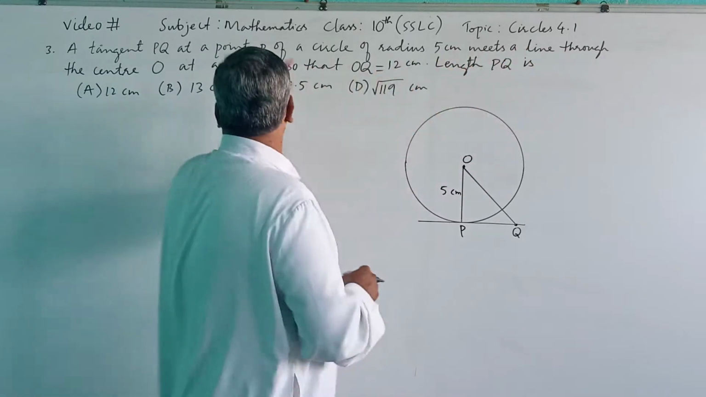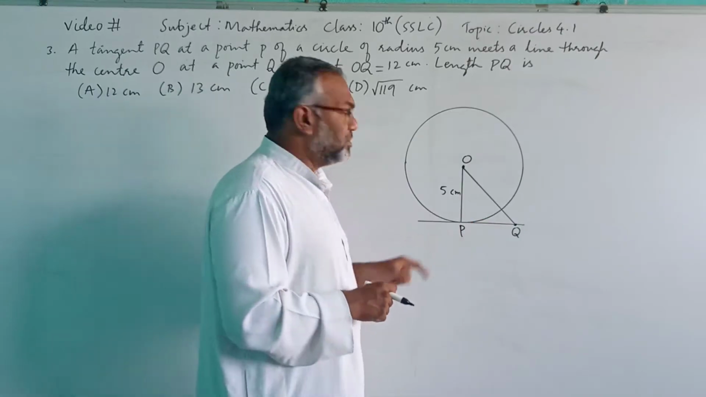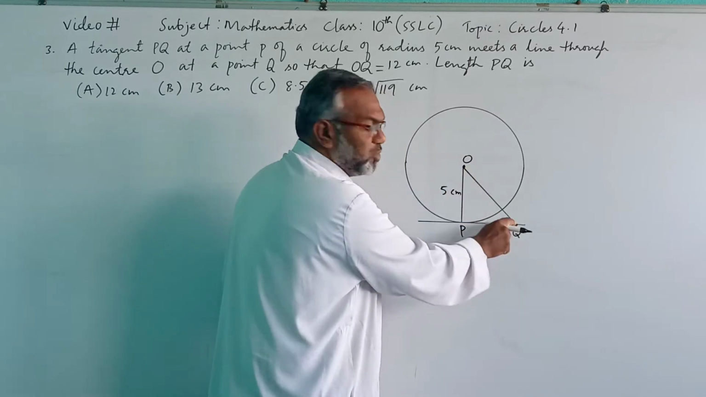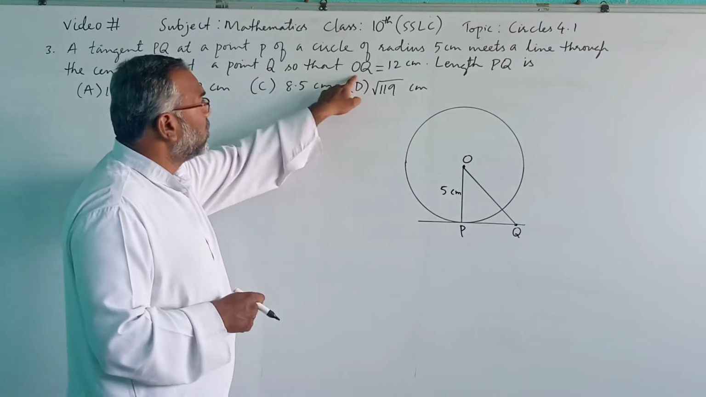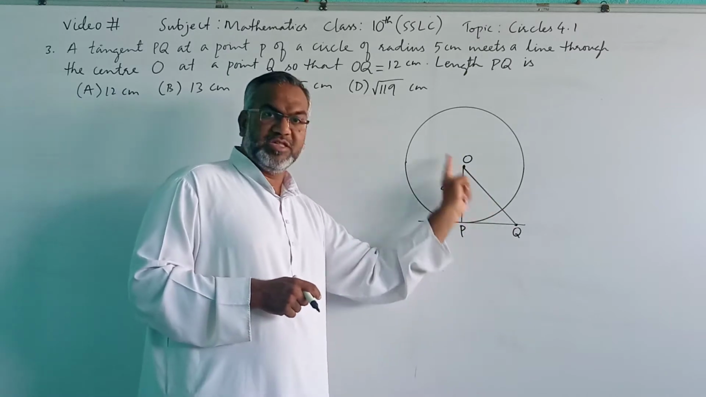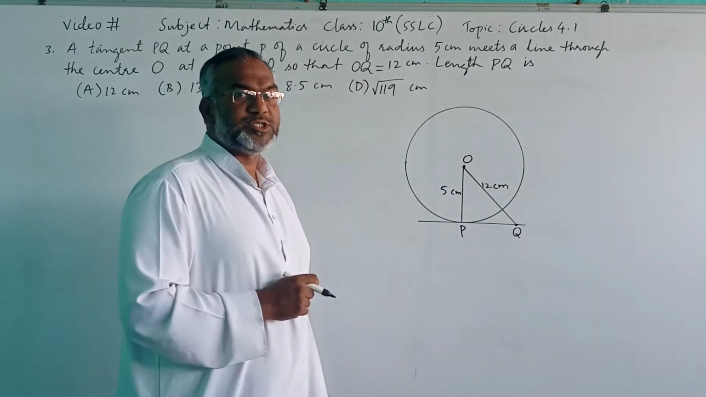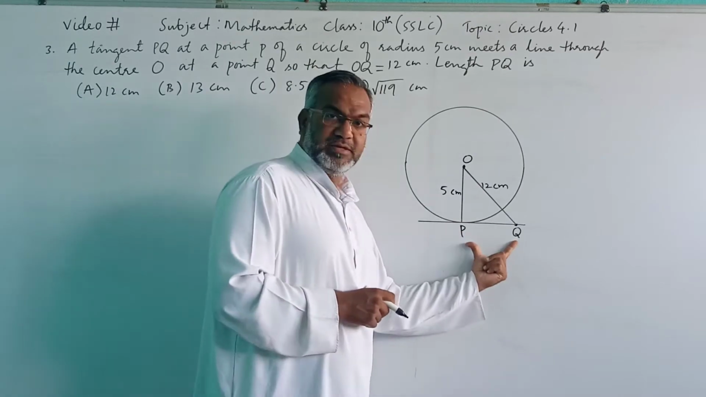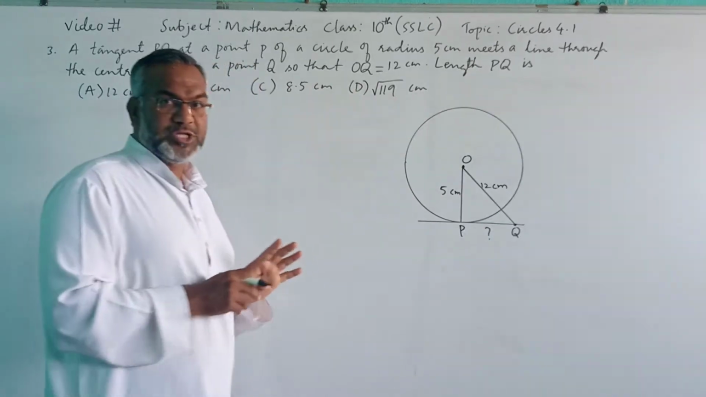So the radius is 5 centimeters. The tangent meets a line through the center O at a point Q. The center O and Q, a point on the tangent, are meeting in such a way that OQ is 12 centimeters. The length OQ is given, and that is 12 centimeters. The length PQ is what we have to find.